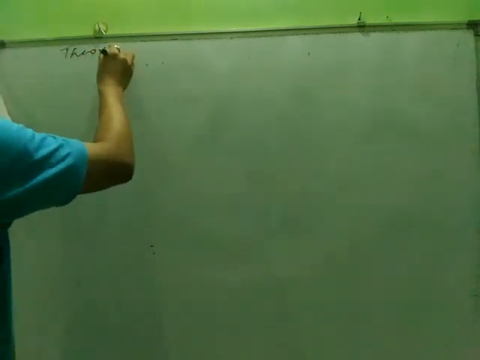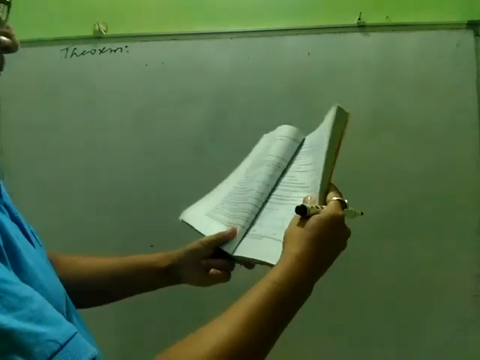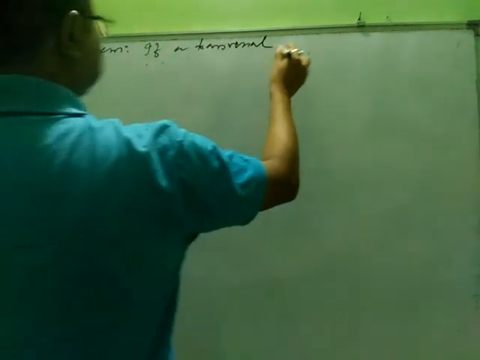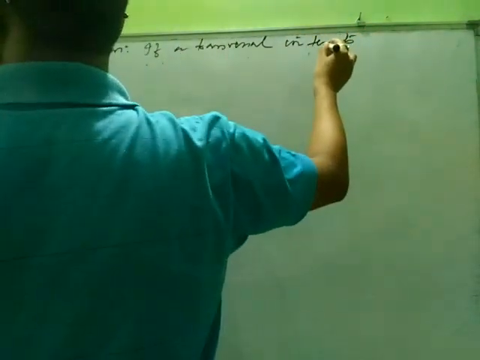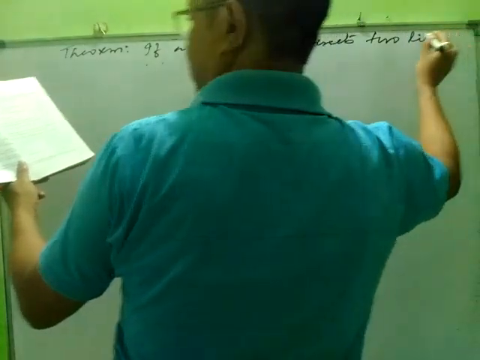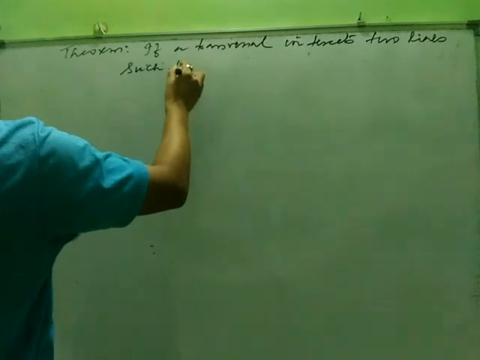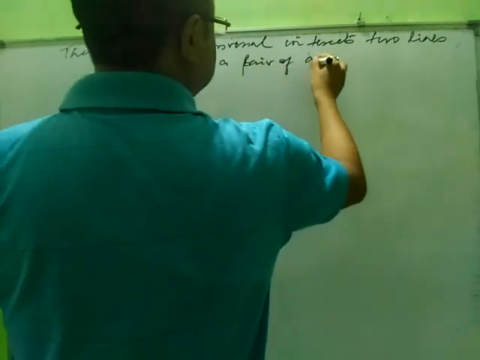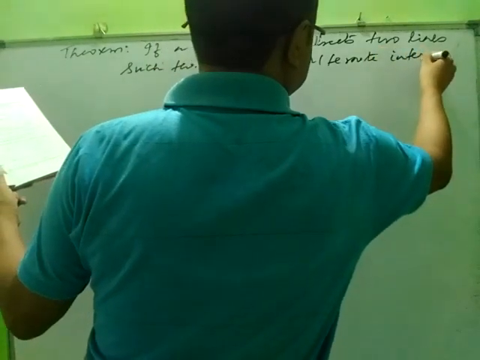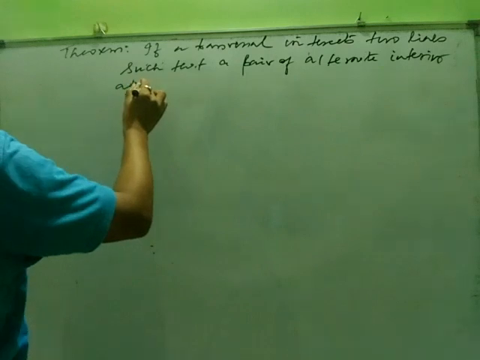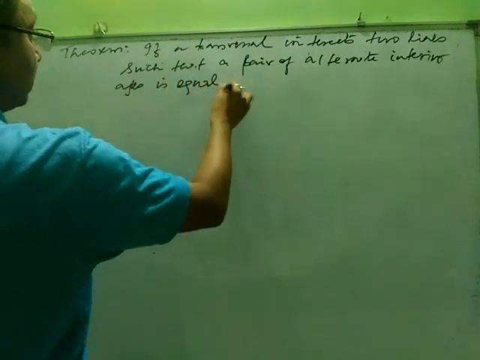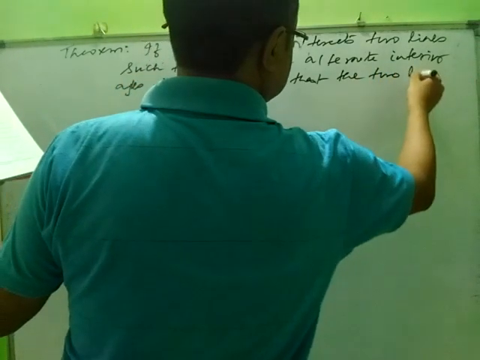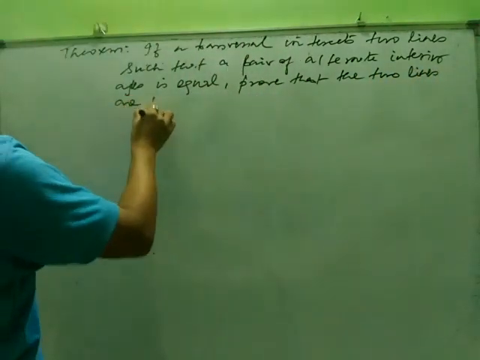One more theorem, the last theorem here. So many are here, so I will be taking one more. If a transversal intersects two lines such that a pair of alternate interior angles is equal, prove that the two lines are parallel.